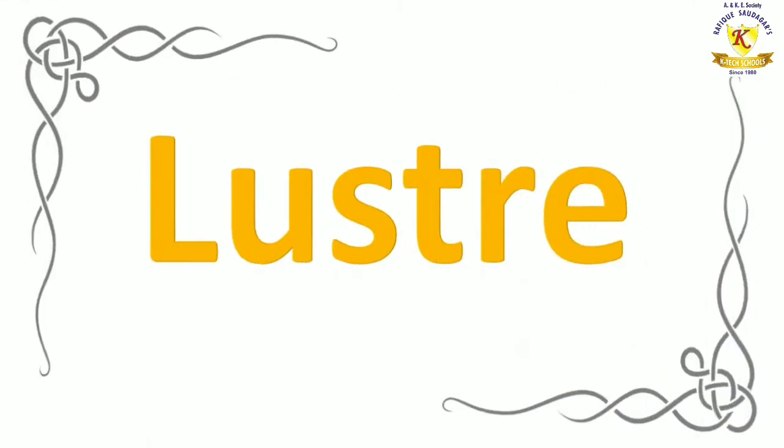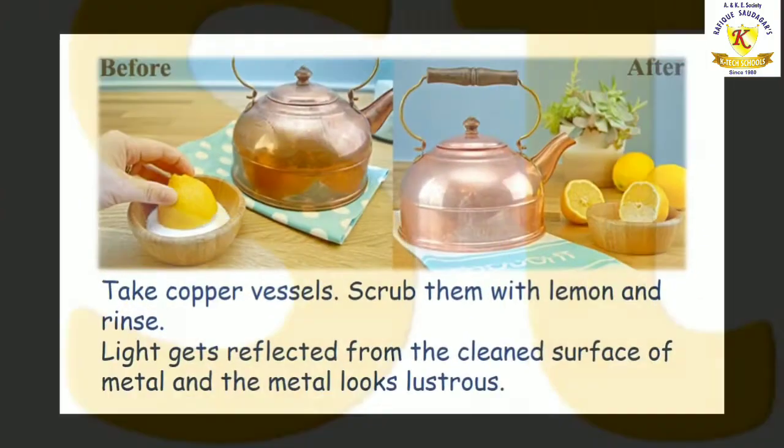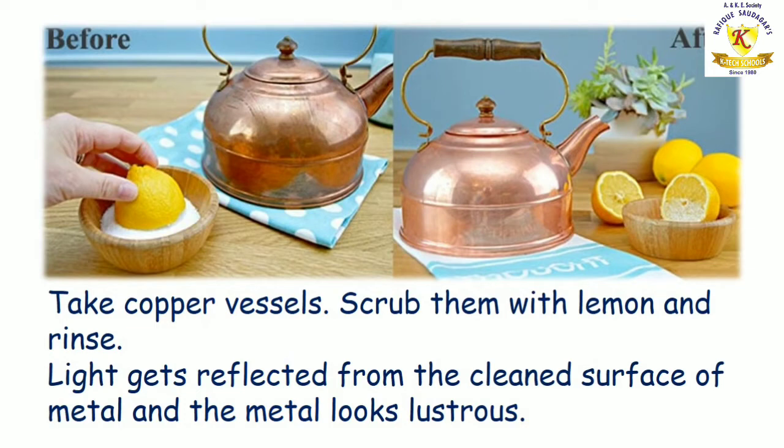The second property we have is luster. Now children, take a copper vessel, scrub it with lemon and rinse. Light gets reflected from the cleaned surface of the metal and the metal looks lustrous. So children, luster here means shine. So metals are lustrous, that means they shine.